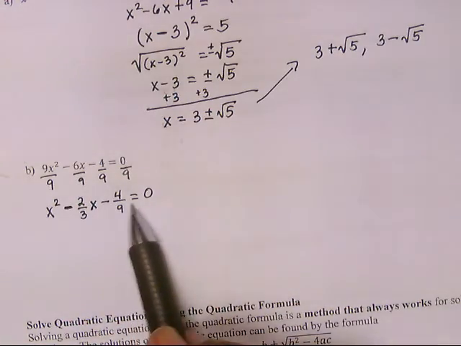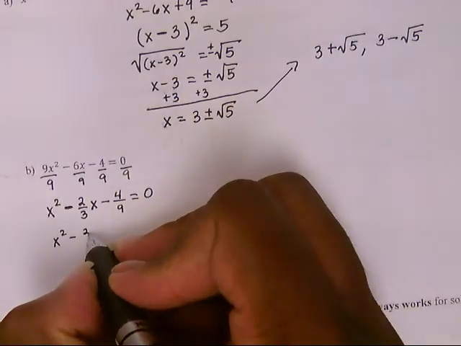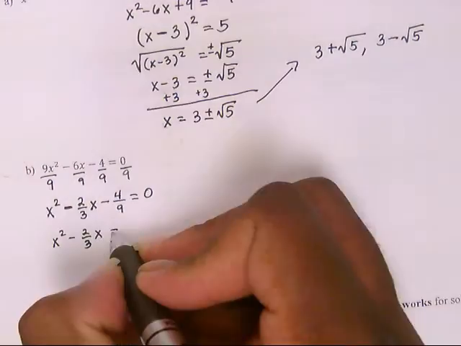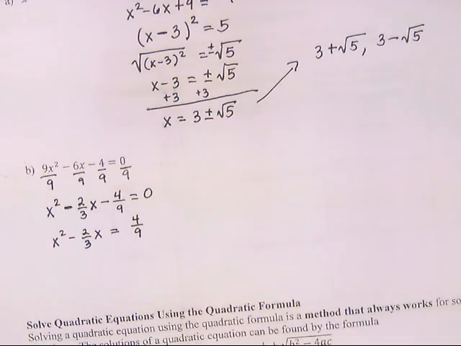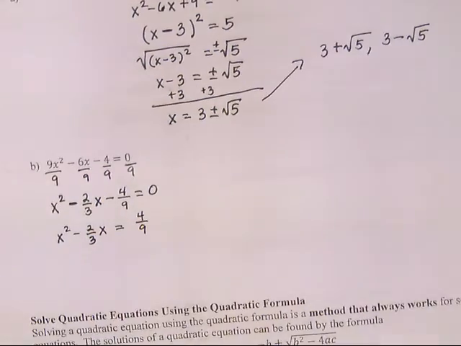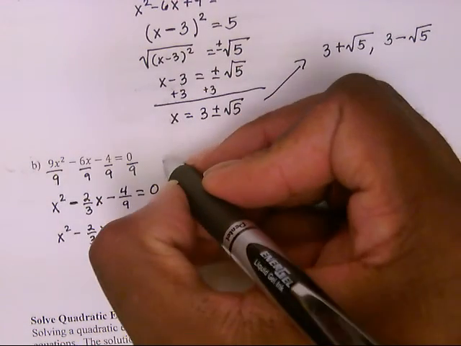Now I'm going to move that minus 4/9 over to the other side. So I'm going to have x squared minus 2/3 x equals 4/9. Because on the left side, I'm going to complete the square. Okay? So when I complete the square, I'm going to do this.